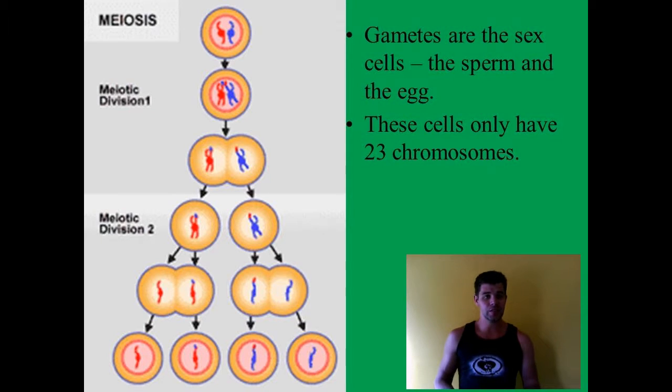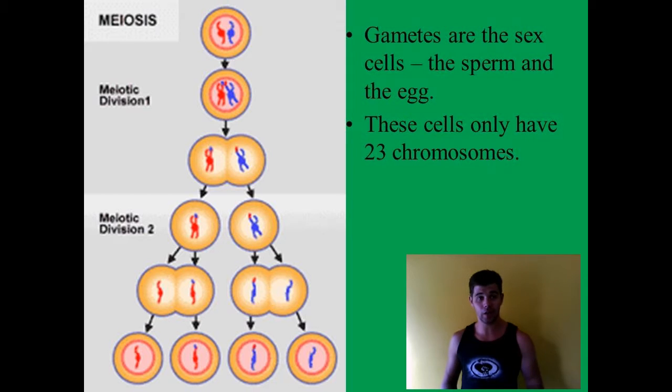Now, meiosis is a process that your body uses to produce gametes. Gametes is an important word. Gametes is the technical term for the sex cells. In males, that would be the sperm. In females, that would be the eggs. So, if you're a male, your gametes are your sperm. If you're female, your gametes are your eggs. Now, these cells have only got 23 chromosomes. Not 23 pairs, but 23 individual chromosomes.